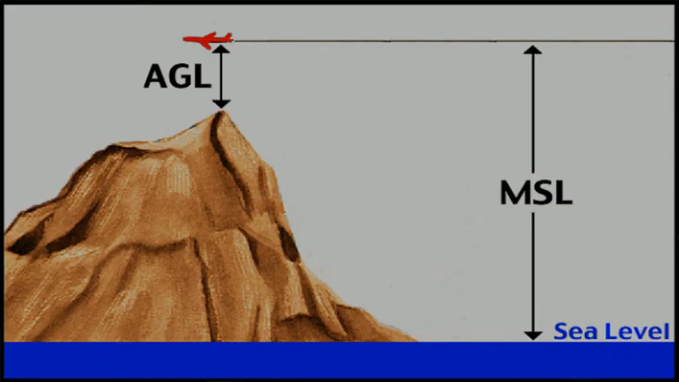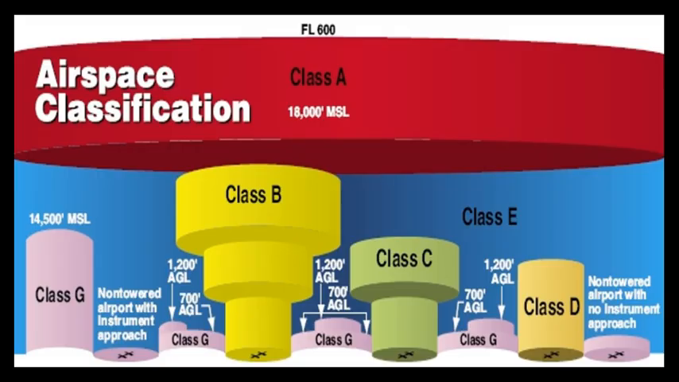For context, if you are on top of a 2,000-foot mountain, your AGL is 0 feet, but your MSL is 2,000 feet. A class of airspace is either controlled or uncontrolled. Controlled airspace is where air traffic control has the authority to control traffic. In uncontrolled airspace, they don't. The classes are A, B, C, D, E, and G.